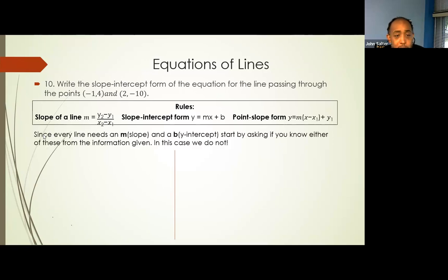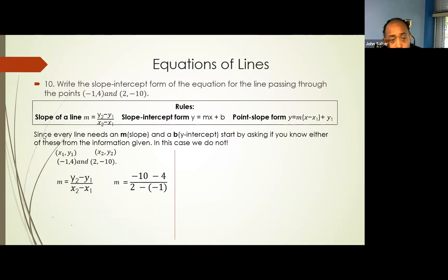All right, since every line needs a slope and a y-intercept, start by asking if you knew either of these from the information given. Looking at the points, x1, y1, x2, y2, I can find the slope by plugging it in. Make sure you plug them in the right order. So the y2 and x2 come first. This is the y2, this is the x2. Then the x1, y1, those come second. After that, I got to do my math. Do a little subtraction, and I get -14/3.